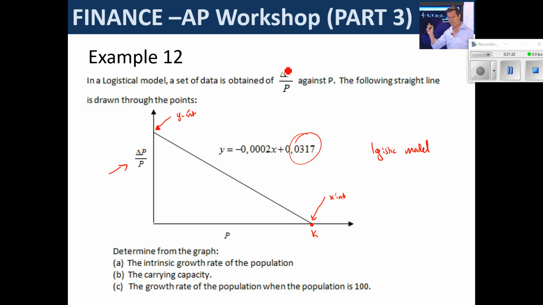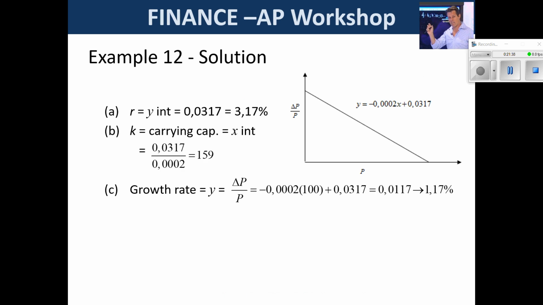Well, remember, this is the growth rate, which is your y value, when the population is 100. Well, that's just saying, when x is 100, what is the change or the growth rate of the population? So if I just put in some values, we could see that the y-intercept is your r value. The carrying capacity, well, you would just be finding the x-intercept, so you make this equal to 0. Take this 0,0317 over and divide by the 0,0002, and we go and solve for the x-intercept, which is the carrying capacity.